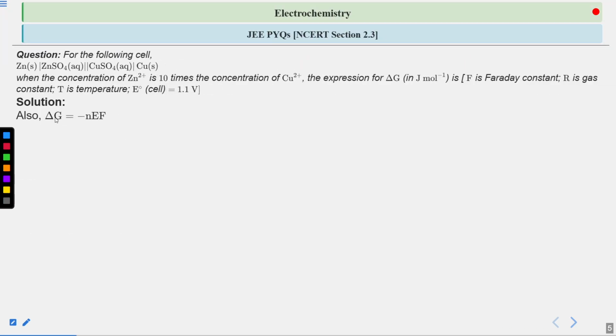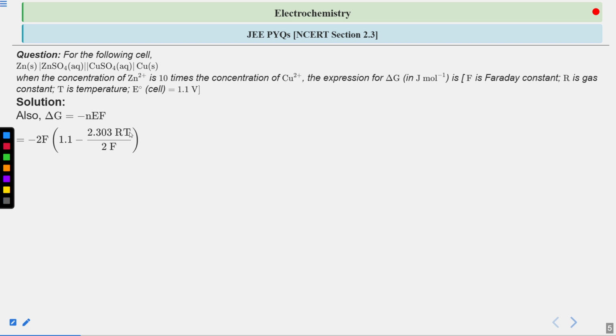Also we know that delta G, that is the free energy, is equal to minus nEF, right? This is the expression for the delta G. And if you put the values here, n we have taken as 2, so 2 times F is a constant, multiplied by E, a term which we just have simplified, so E is equal to 1.1 minus 2.303 RT by 2F, right? This is the term we just have simplified. So minus 2F times E.